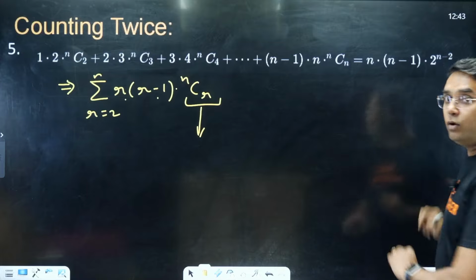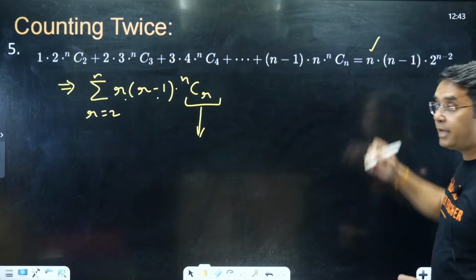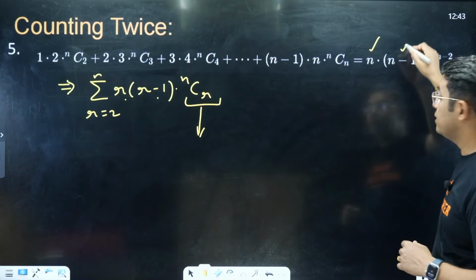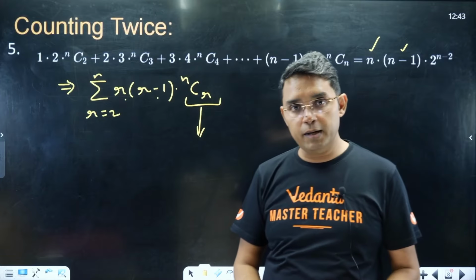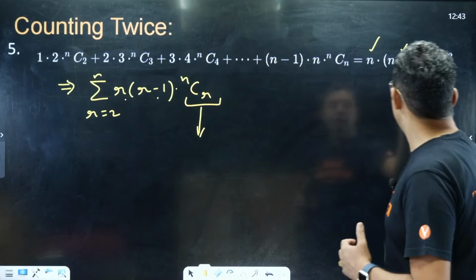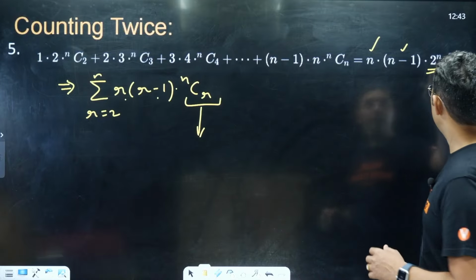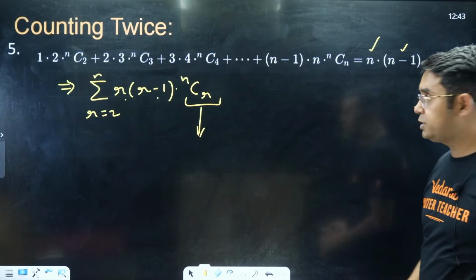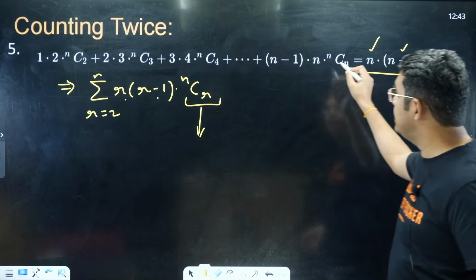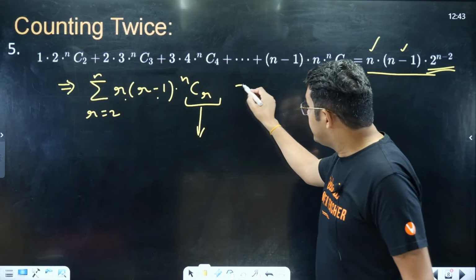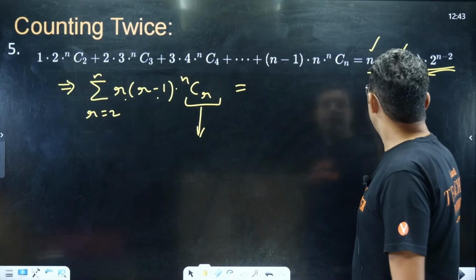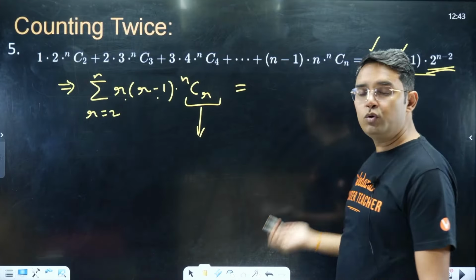Now please see the right hand side. It is selecting the captain first, then selecting the vice captain, and then from the remaining n minus 2 people, select or not select them in 2 power n minus 2 ways. So this is also doing exactly the same thing which this entire summation is doing. So this becomes very direct. You can see n into n minus 1 into 2 power n minus 2.